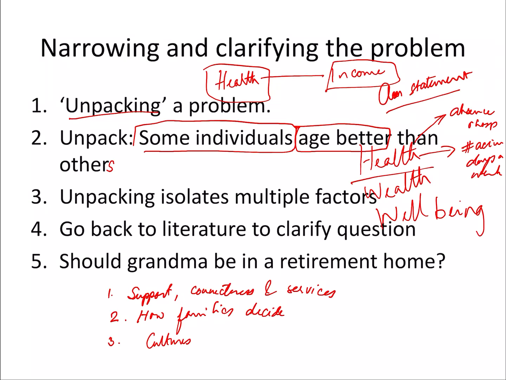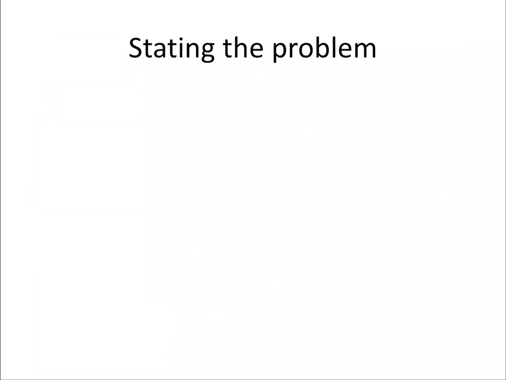So there are several ideas, issues, and factors, and as we are answering a simple question, perhaps we should substitute grandma here by saying, should a familial older adult be in a retirement home? And so as we're researching this question, there are several things to consider as we start to break it down.